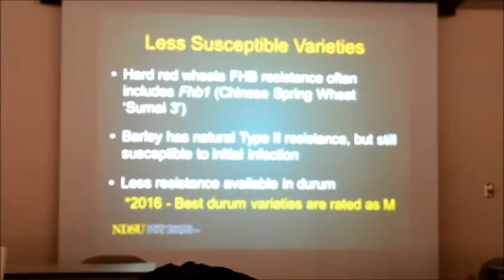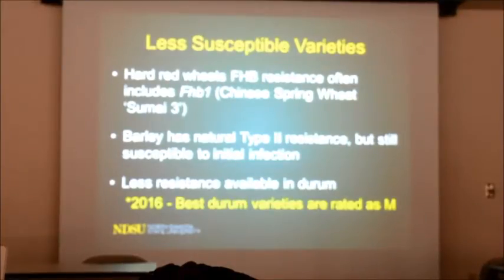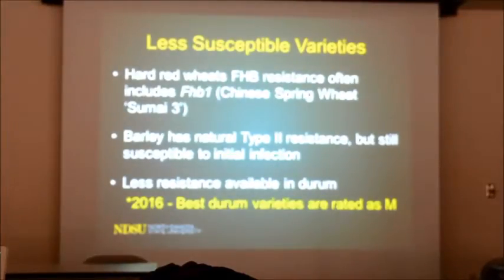In 2016, after talking to our breeder, I was able to, I don't know if this is an accomplishment or what it is, but we lowered our scab resistance ratings to identify that we do not have resistant durum out there. At best, what I call it is moderate resistance, meaning that there's some better than the rest, but I would equate the best durum variety to about a moderate susceptible spring wheat variety.